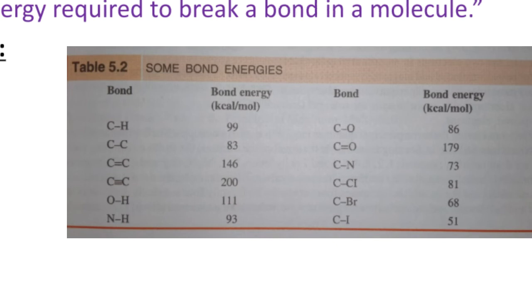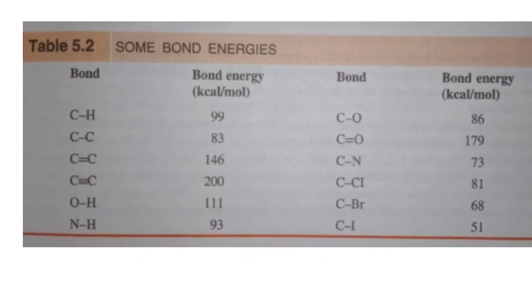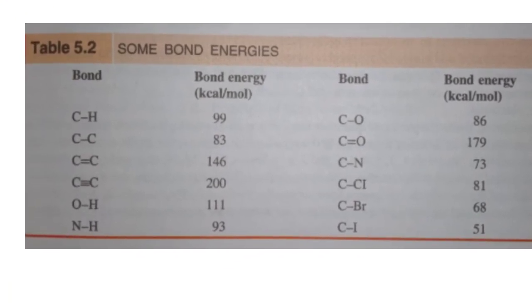If the bond is strong, the bond energy is also strong. If the bond is weak, then the bond energy is also weak. We know from the previous class, in the bond length topic, that as the number of bonds increases, the bond length decreases. As the bond length decreases, the bond energy increases. Why? Because as the bond length decreases, the force of attraction between the two atoms increases. That's why the bond is stronger.